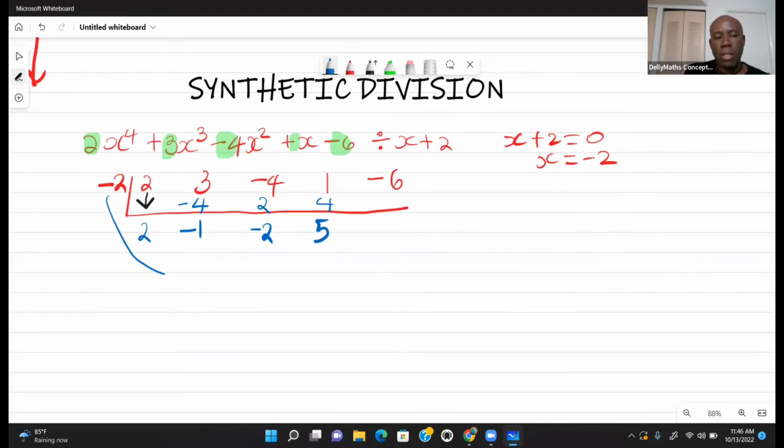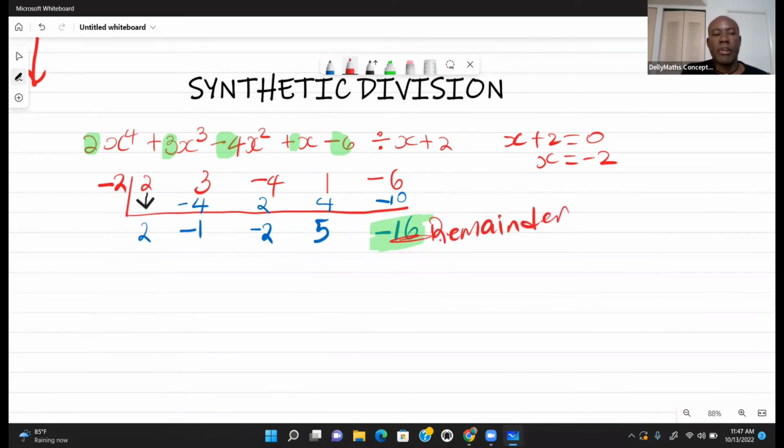Then we multiply negative 2 times 5, and we get negative 10. When we add negative 10 and negative 6, we get negative 16. Definitely, we saw that we had a negative 16. This is our remainder. So that's the remainder, negative 16.